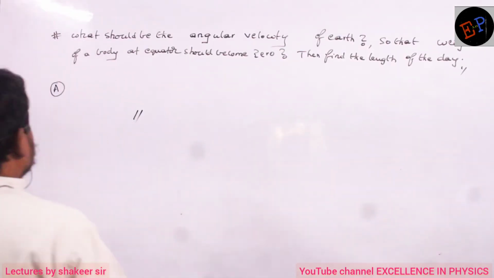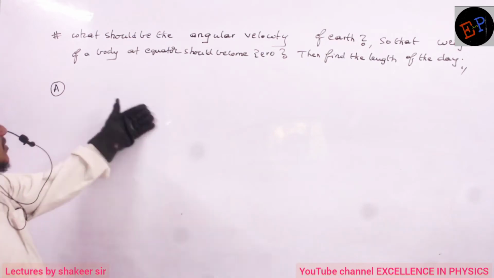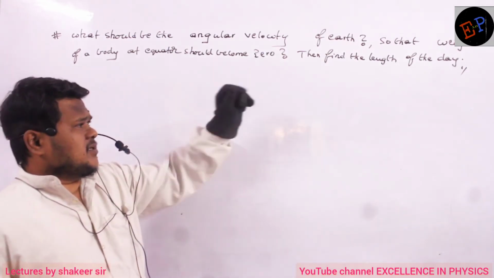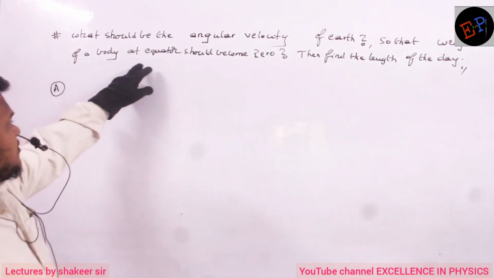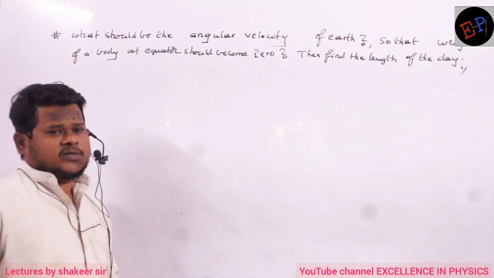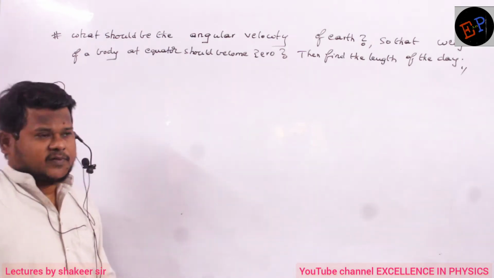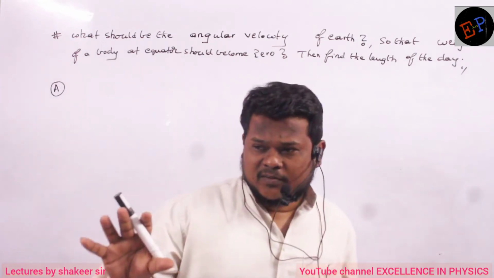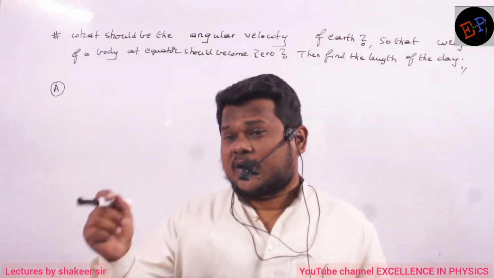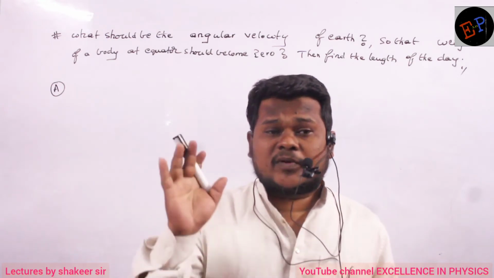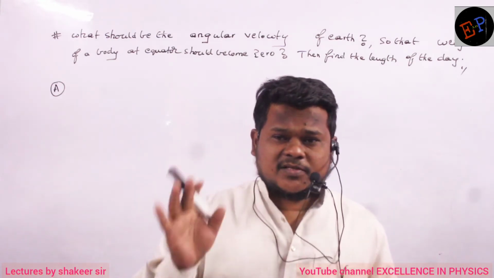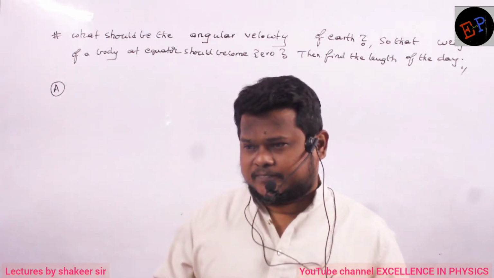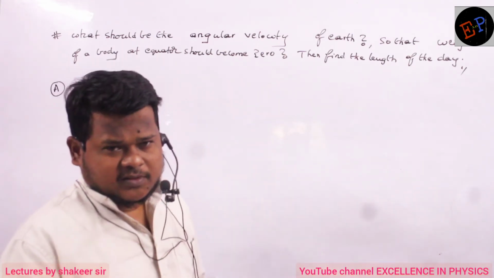Okay? So see this question. Question is, what should be the angular velocity of Earth so that weight of the body at equator should become zero, then find the length of the day. That is the question. Okay? It means Earth should rotate with how much angular velocity so that any body present on the equator should become a massless body. Okay? Then what is the angular velocity of the Earth?